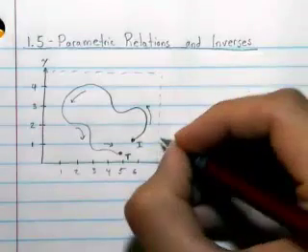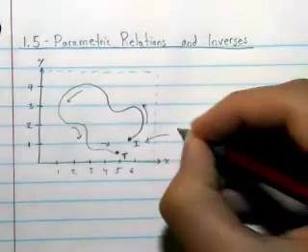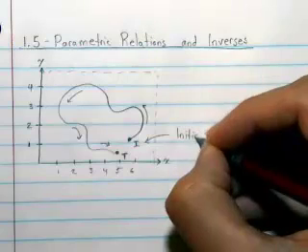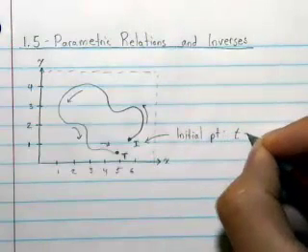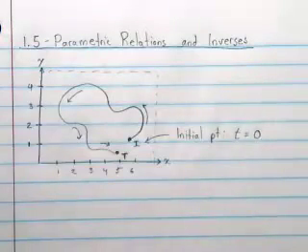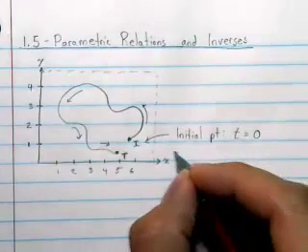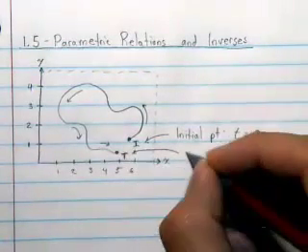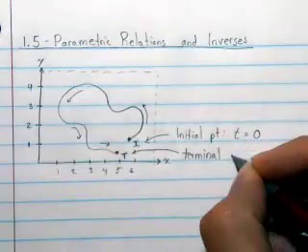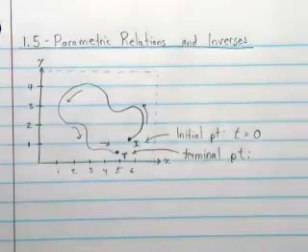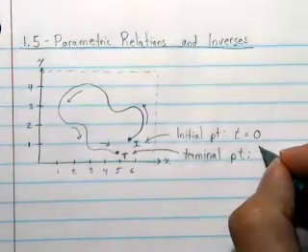Okay, so at the initial point, t equals 0. And then the terminal point, this would be just whenever time stops.